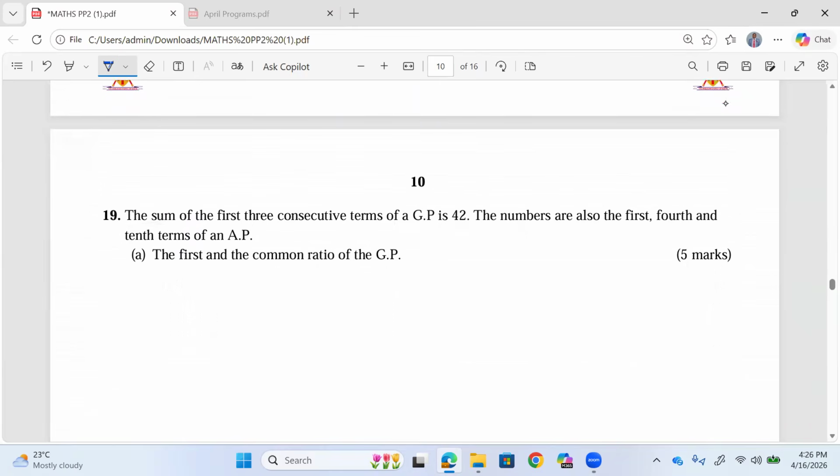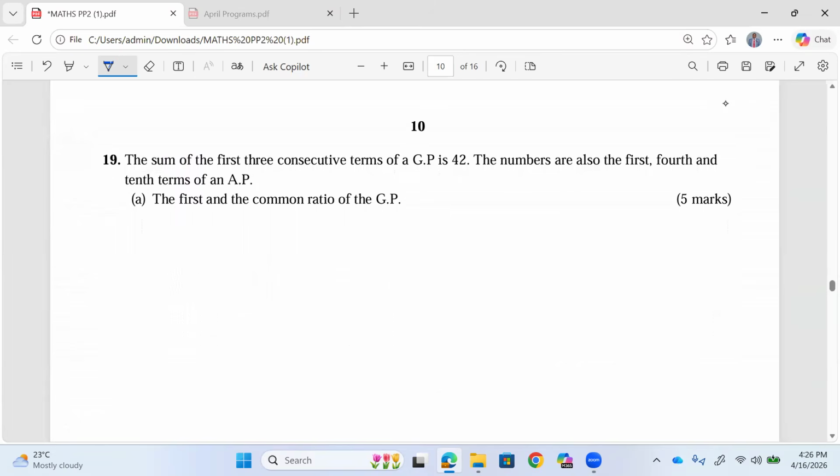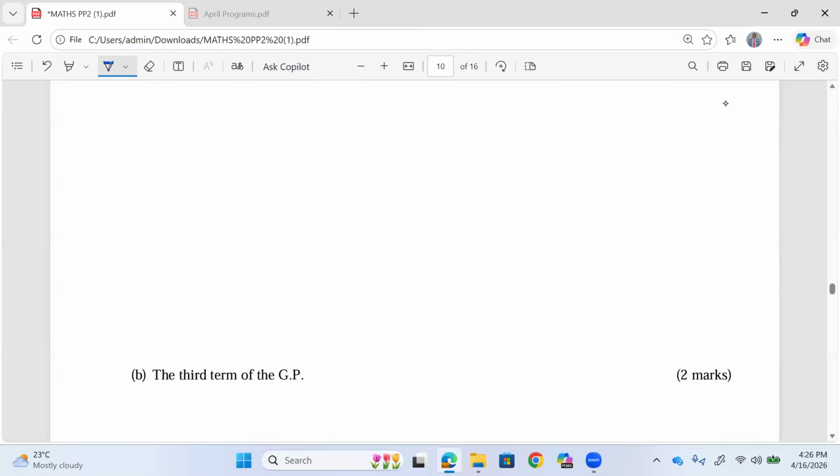Number 19, ladies and gentlemen. Now, the sum of the first 3 consecutive terms of a GP is 42. We are further told that the numbers are also the first, the fourth, and the 10th terms of an AP. Part A: find the first term and the common ratio of the GP. That is the first question.